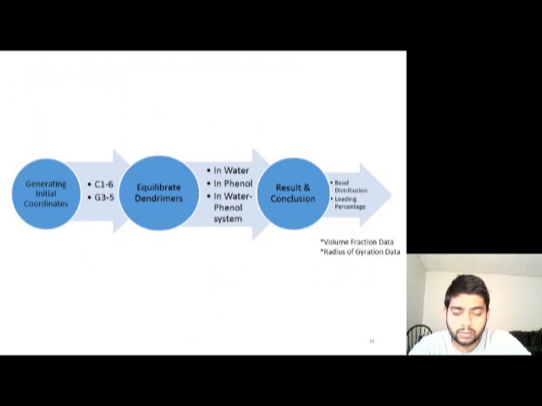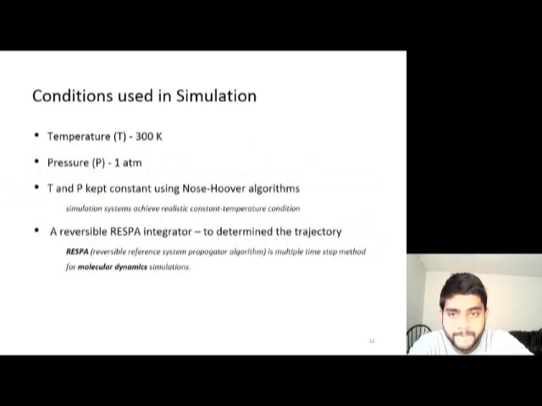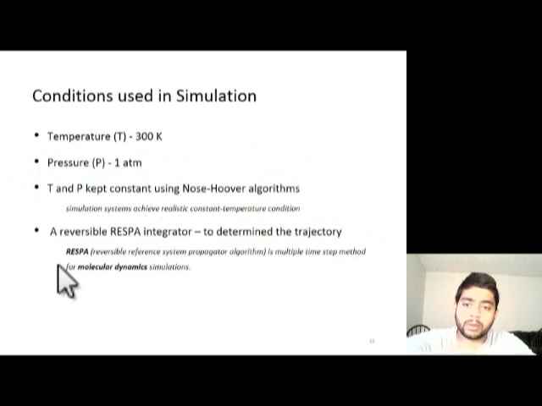So far we have created different coordination and different generation of dendrimer, and the next step was to equilibrate those dendrimers in water, phenol, and water-phenol systems, and we use different mathematical and computational ways to determine the behavior of the dendrimer. We use these conditions in our simulation: temperature 300 Kelvin, pressure 1 atm, and we use the Nose-Hoover algorithm to keep T and P constant, and to apply realistic conditions. And we also use the RESPA integrator method to determine our trajectory.